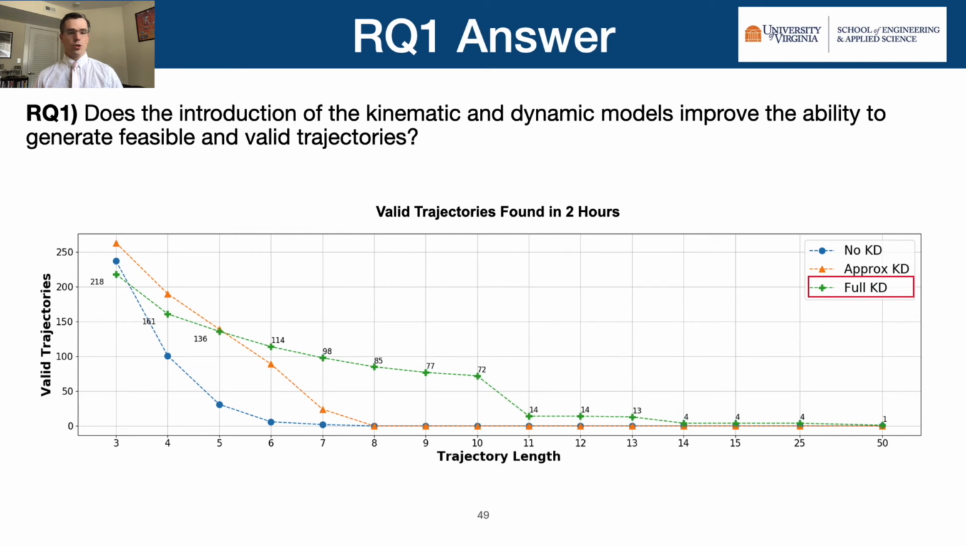We found that for short trajectories of length 3, it was better to randomly search the graph or search the graph using the approximate kinematic and dynamic model. However, using the full kinematic model started to outperform both other techniques at about trajectories of length 5. In fact, by length 8, both no kinematic and approximate kinematic techniques were unable to generate physically valid trajectories in the given amount of time. We continued our experiments up to trajectories of length 50.